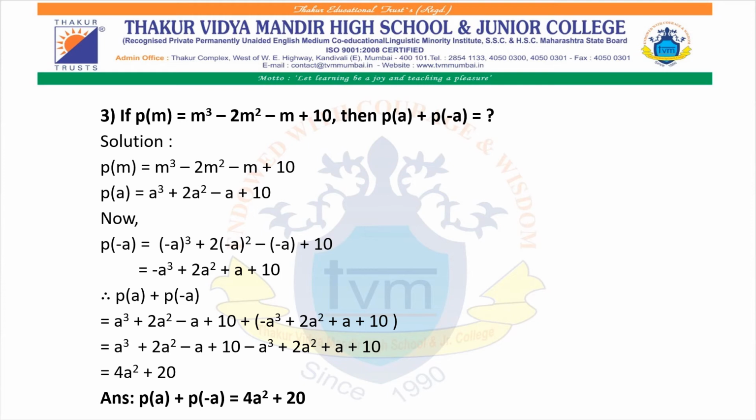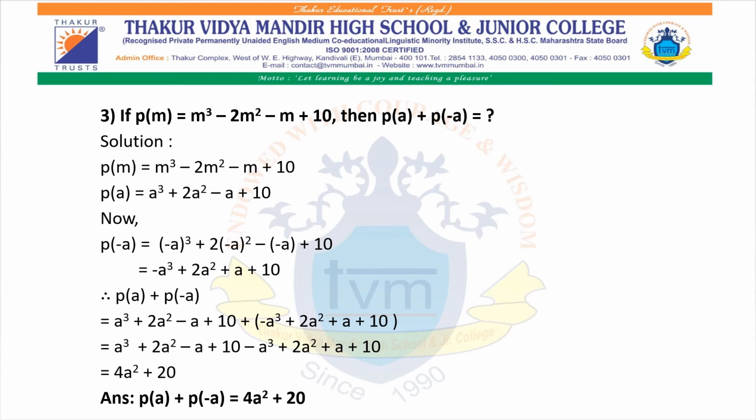Now first we will find the value of p of a. So wherever you can see m, you are going to substitute a over there. So p of a is equal to a cube minus 2a square minus a plus 10. This is our equation 1. Now, we will find out the value of p of minus a. So, wherever we see m, there we are going to substitute minus a. So, (minus a) cube minus 2 in the bracket (minus a) square minus in the bracket minus a plus 10. When you solve the brackets, you will get the answer as minus a cube minus 2a square plus a plus 10. Now this is our equation number 2.